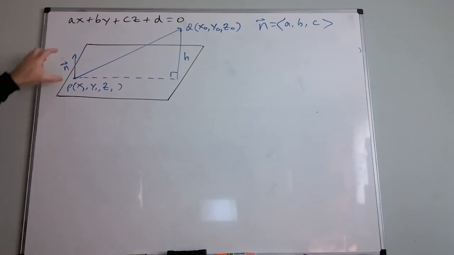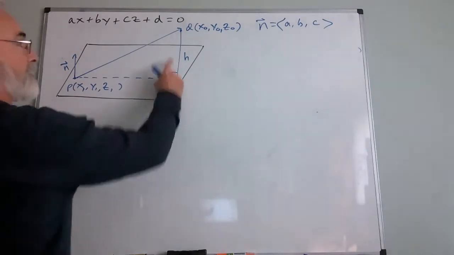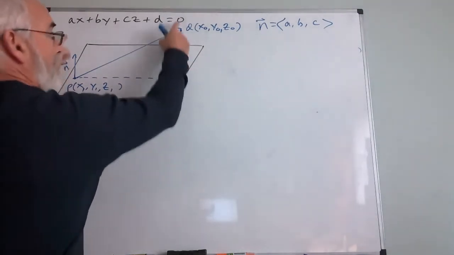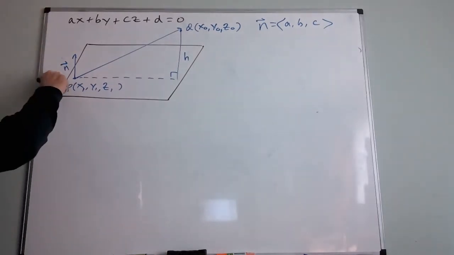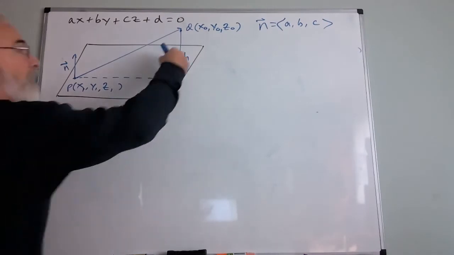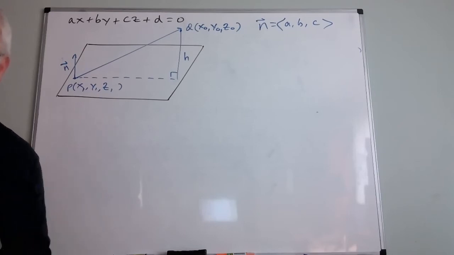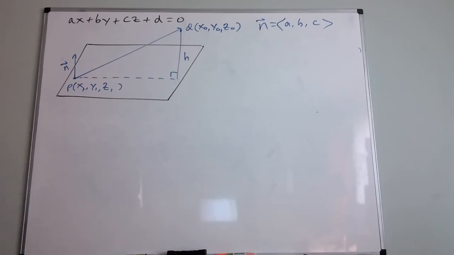The question is, because remember, the normal points straight up and down. The height is straight up and down. In other words, these are both orthogonal. How much of the normal vector is here, or how much of this is in the direction of the normal vector? That's a simple projection. Oh, and the easiest way to do that is with a dot product.